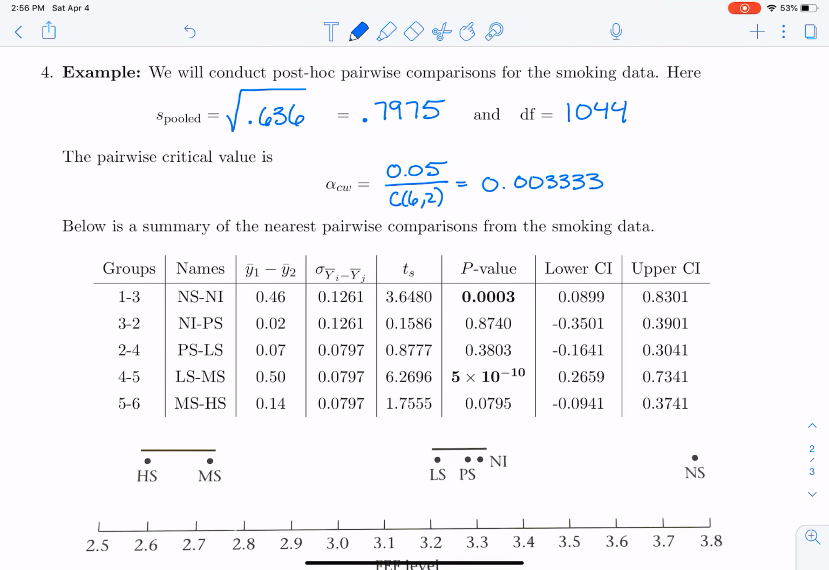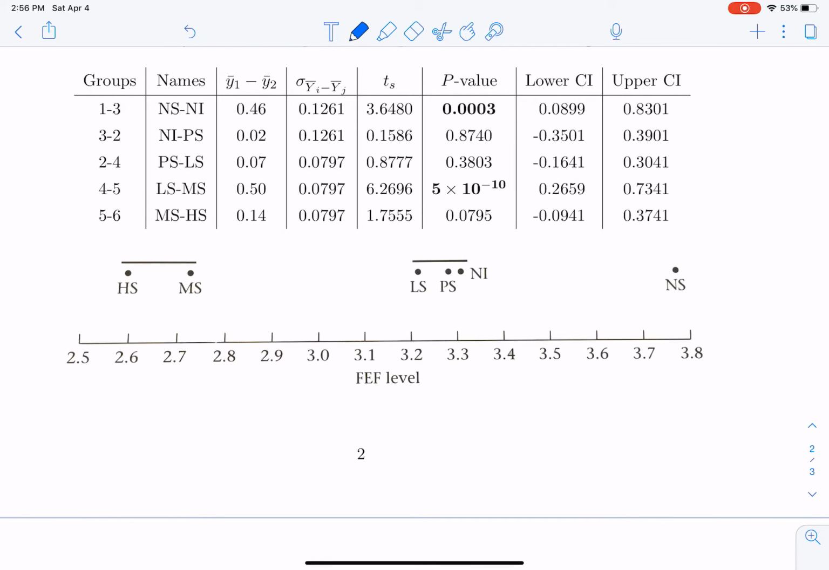So in this case, I'm going to compare, say, groups 1 and 3, the non-smoking to the non-inhaling. The difference in the means turned out to be 0.46. I compute the standard error for that, which was 0.1261. And then I computed a t-statistic, which was 3.648, which gave me a p-value of 0.0003. And then I also computed the confidence interval, which you'll notice does not include 0. That means there's a statistically significant difference between the non-smoking group and the non-inhaling group.